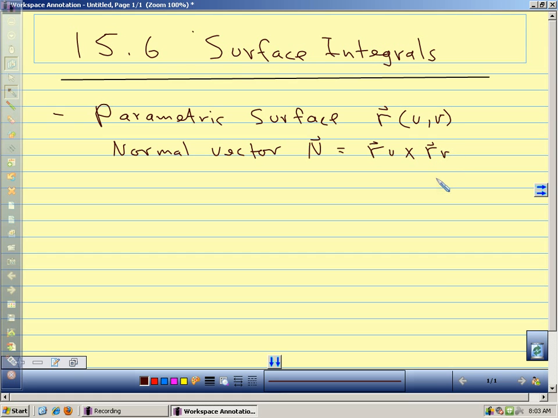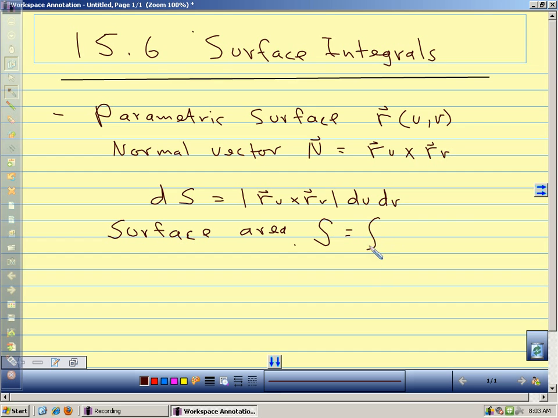So this cross product gave us our normal vector. And our surface differential, the small element of surface, little piece of surface we said dS, was the magnitude of the cross product times du dv. And we used this to find surface area. We're just recapping what we did in the last section. Our surface area S was the double integral over our region in the UV plane of the magnitude of this cross product.